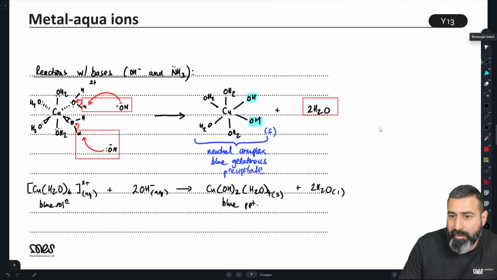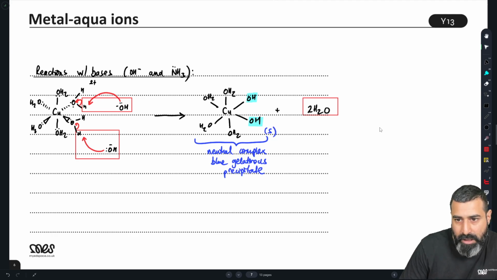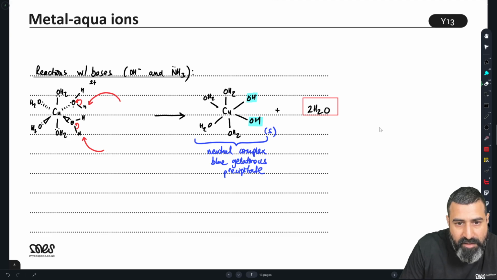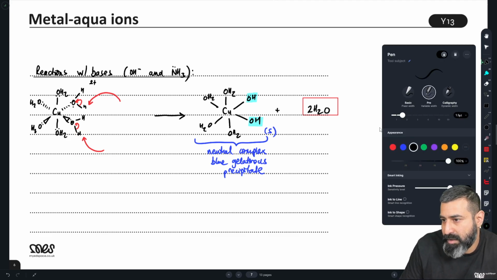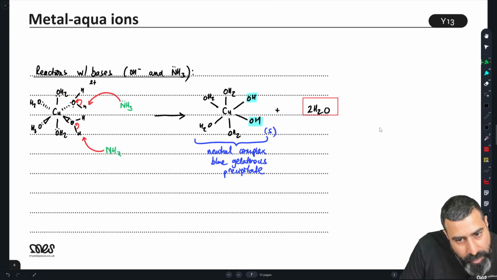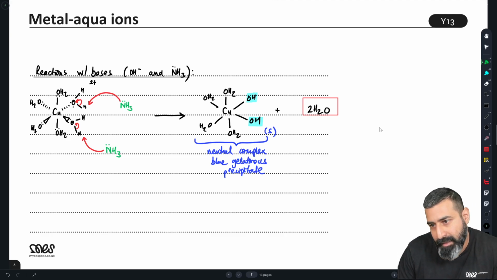So we can do the same thing for this reacting with ammonia. So if we do the same thing for the reaction with ammonia, you won't be that surprised. It's pretty similar. Okay. So let's get rid of these. So instead of my OH minus being there, let's put some NH3. So we get 2 deprotonations. We form the same neutral complex.